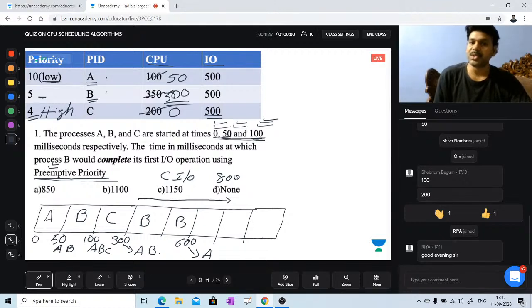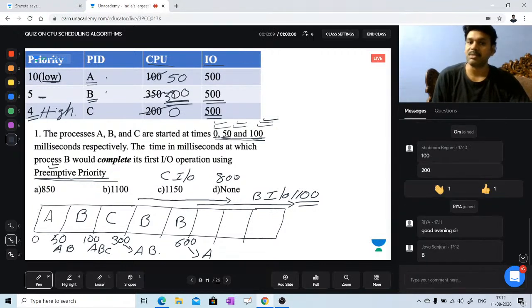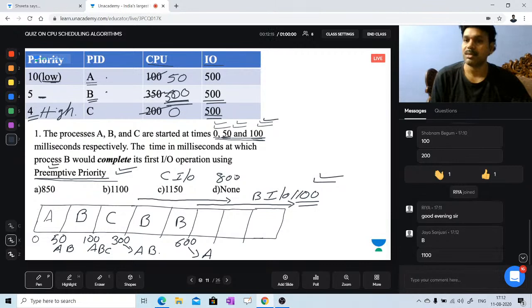Then after that, please understand, B is going to enter into its IO after executing 300 units of time. This is B's IO. Your 600 plus 500 is about 1100. Now tell me friends, the remaining we don't require. Why? Because at 1100 B would complete its first IO operation using preemptive priority. Clear? Any doubts, friends?